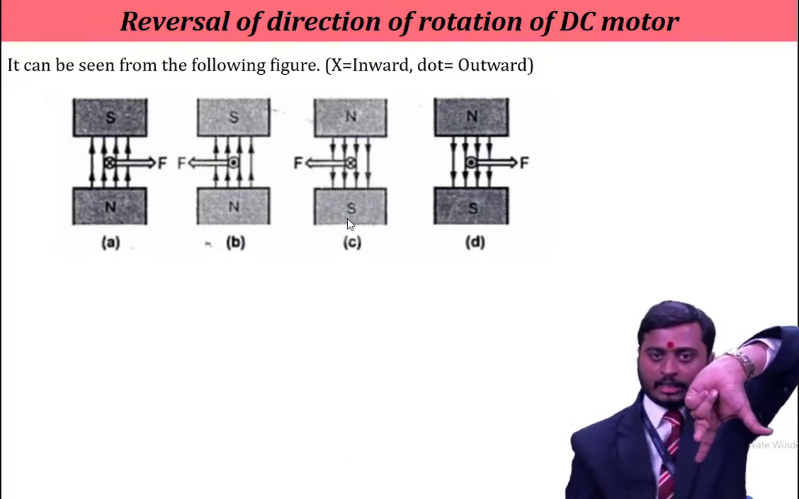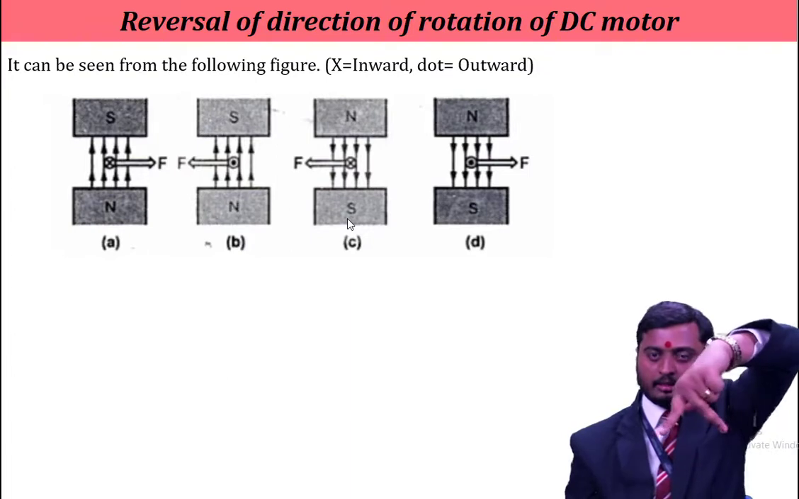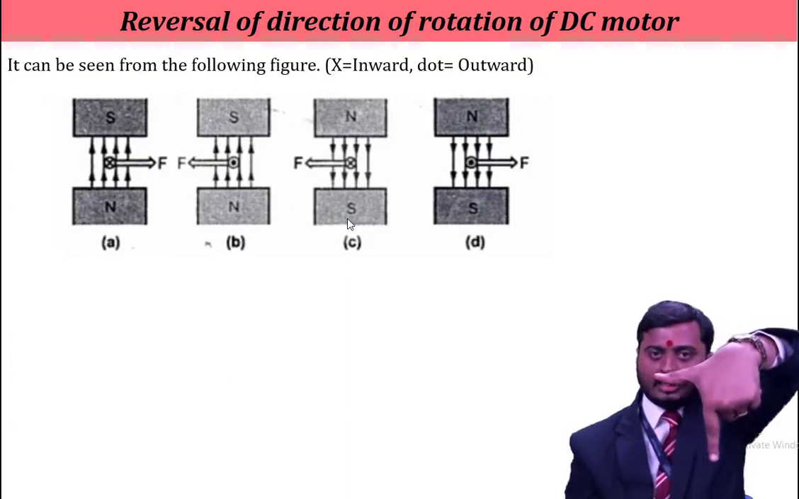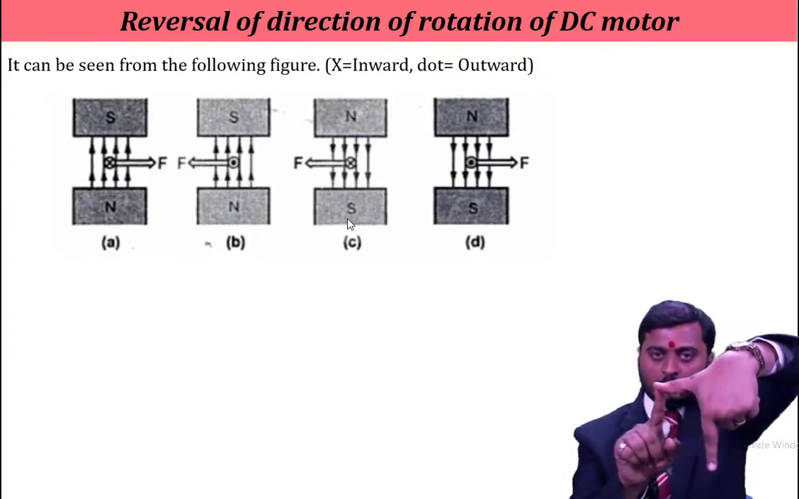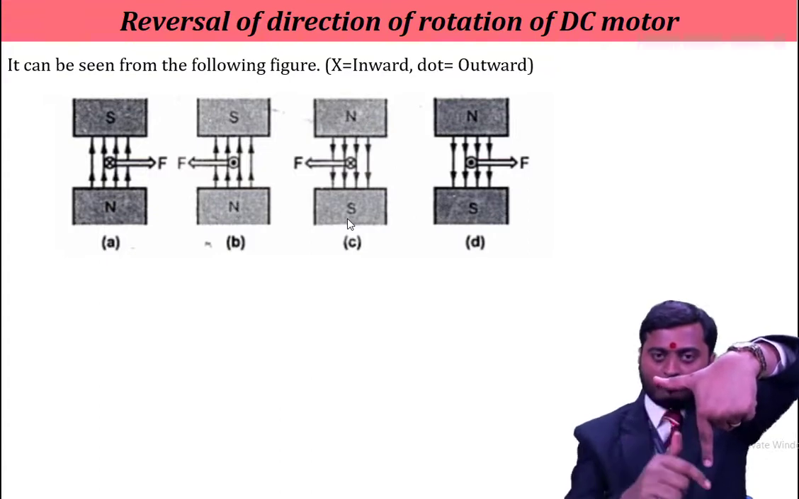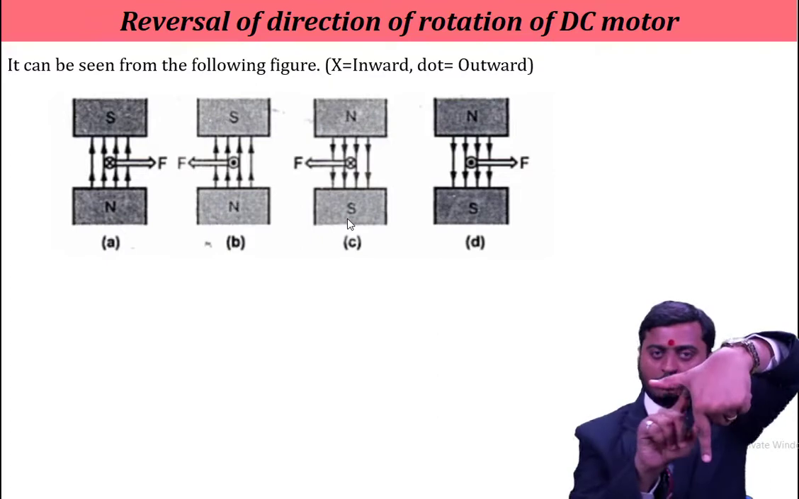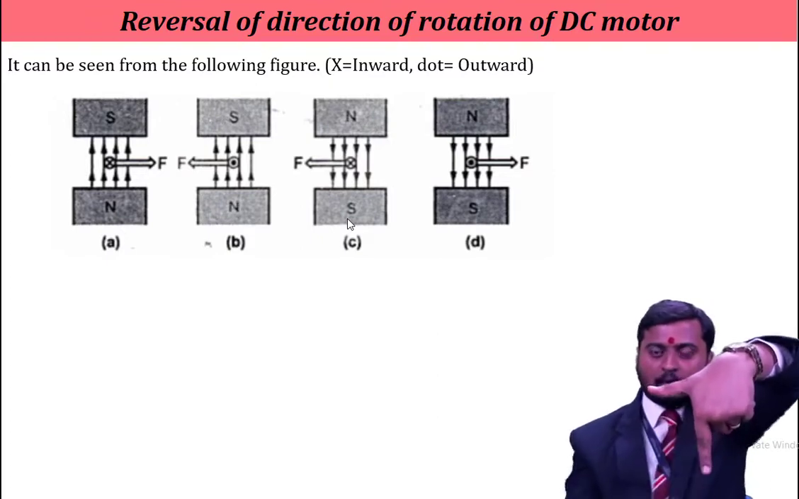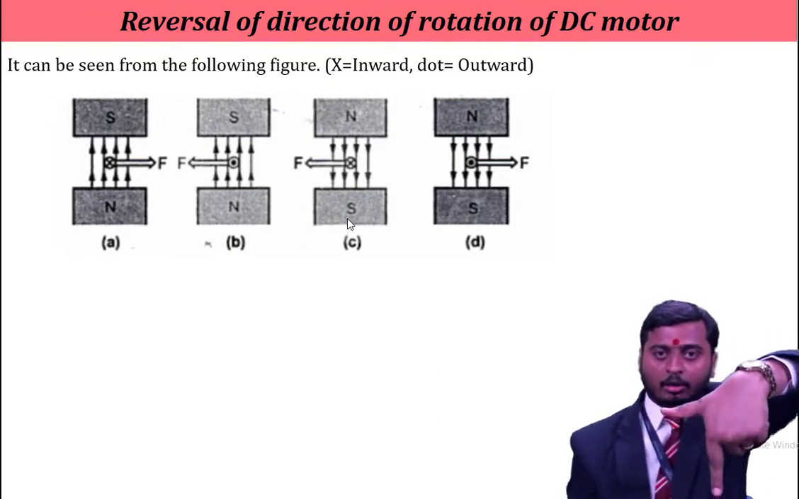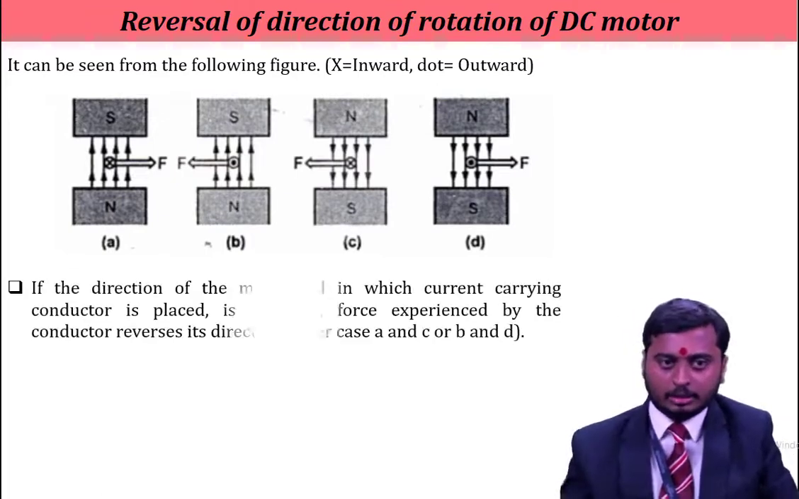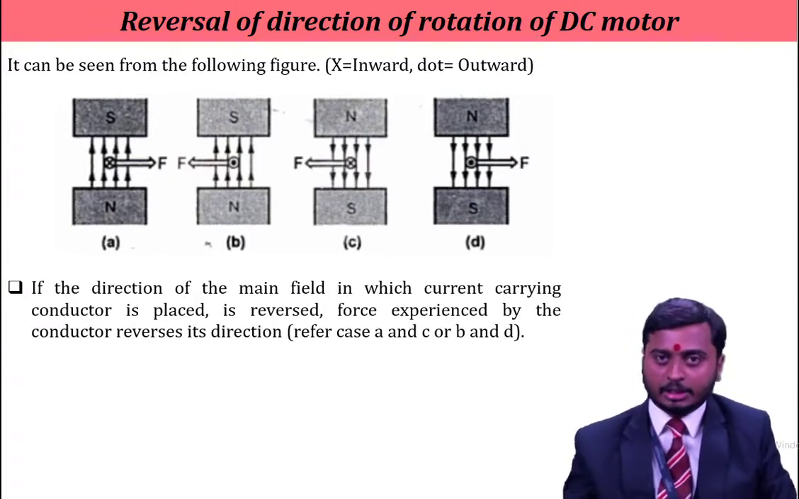Now what is to be changed here? It should be seen like this. This is a force. Now the direction of the field is north to south as it is. By changing the force here, you will observe that the current will be outside the screen. So therefore if the direction of the main field in which the current carrying conductor is placed is reversed, then the force experienced by the conductor is also reversed.